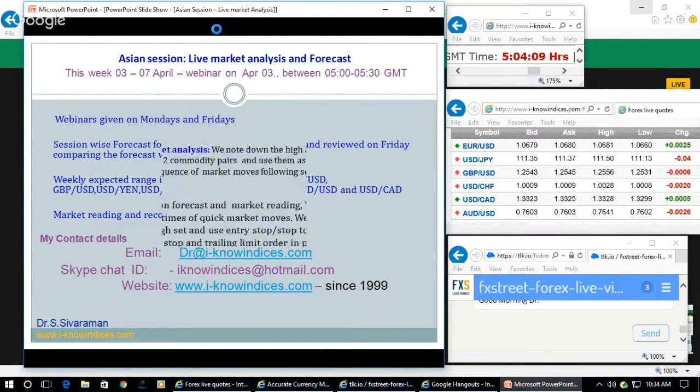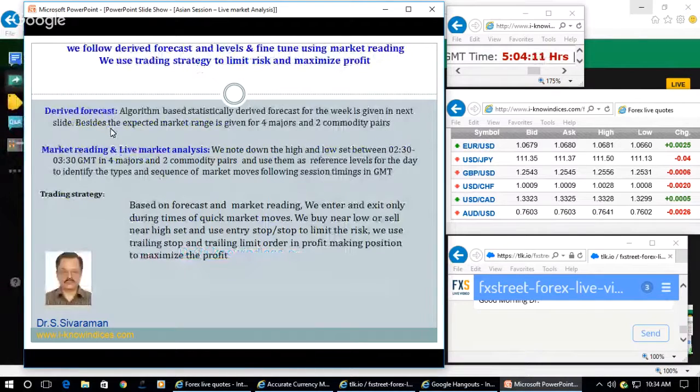So we have to look into the other forecast, then fine-tune the forecast using the market trading and use the trading strategy to limit the risk and maximize the profit. So this is the way we plan our trades.